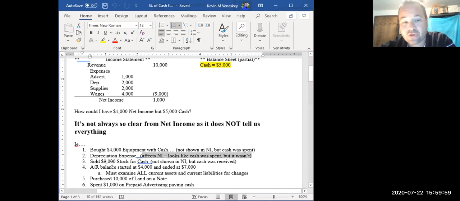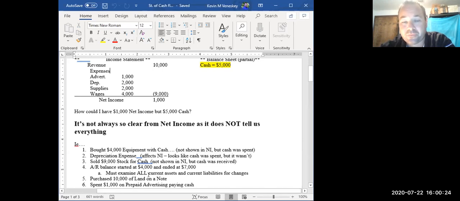Same kind of thing here, two balance sheet items. What if I sold stock and got money? Just like what we did on this last chapter. If I sold stock, that's owner's equity. It's on the balance sheet, and the cash is on the balance sheet. It doesn't show up that I got money. It's one way I got money besides just the regular revenue.